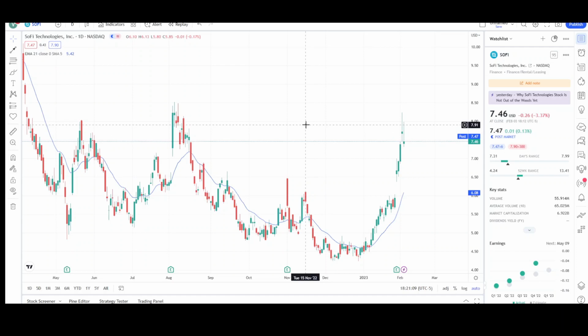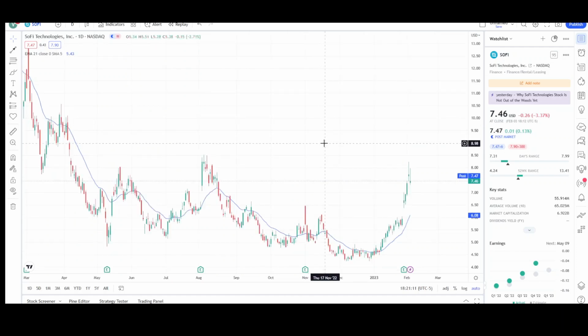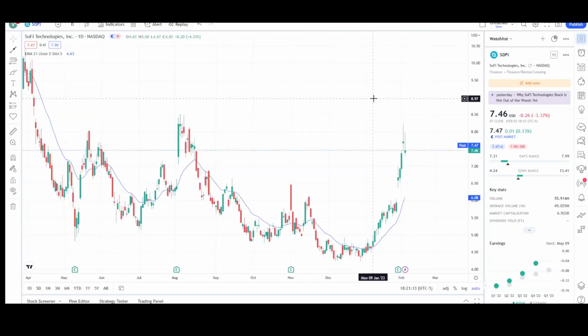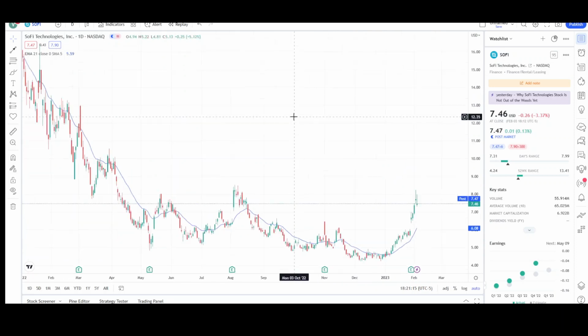So let's take a look at SoFi Technologies. Why have we seen this pop-up occur, and is this going to continue? Let's go over the chart.